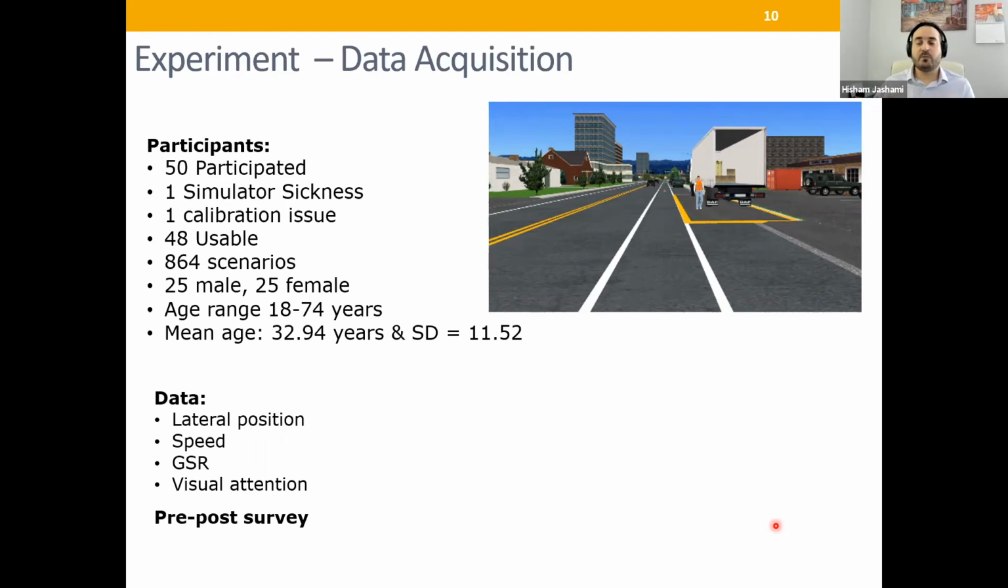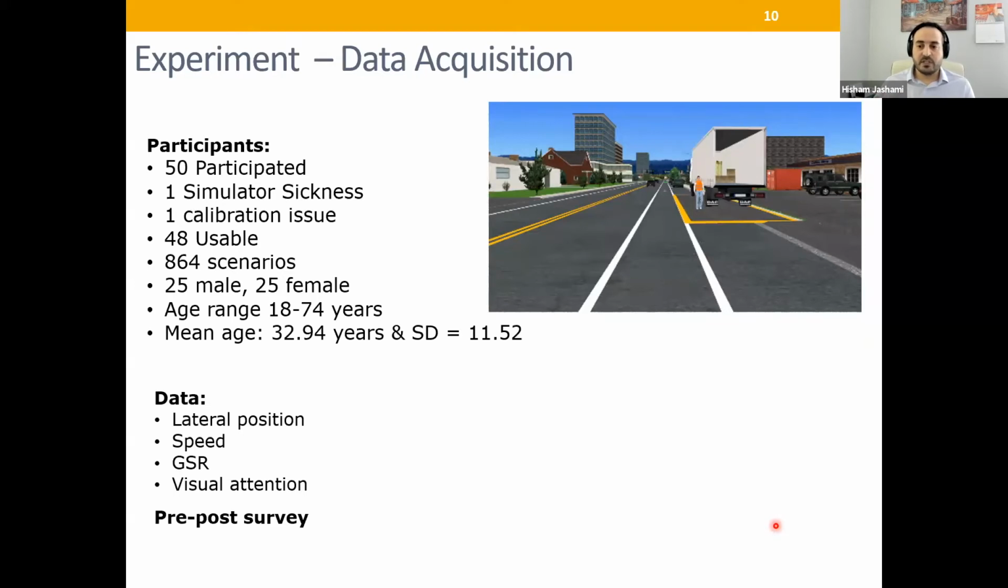Also, we were happy with the demographic variables. So we have a very nice split, 25 male and 25 female. And the age range was between 18 and 74. The mean age was about 33.